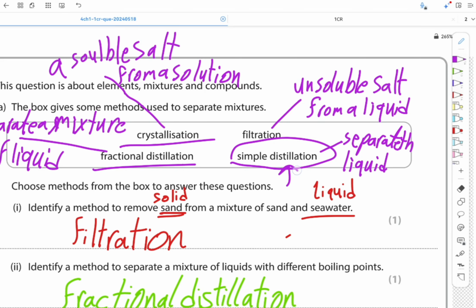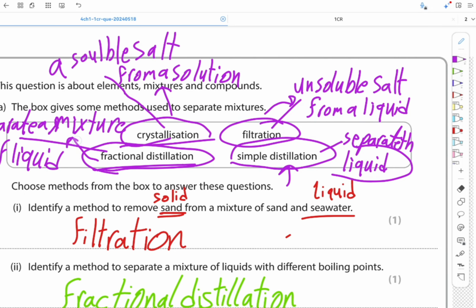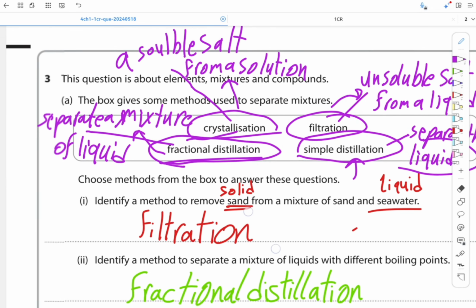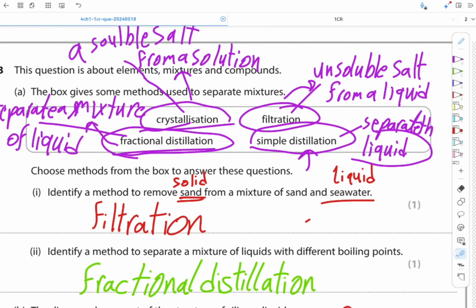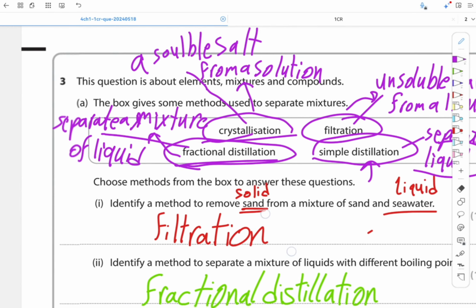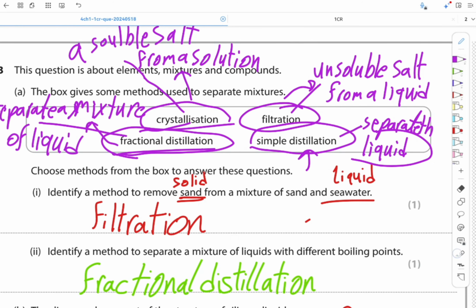So in here we target the liquid or the solvent. Here we target the insoluble salt. Here we target the soluble salt to separate it. In here we target one component in a mixture of liquids, which are of course soluble in one another. So the question, as we finished here, the revision: choose methods from the box to answer these questions.